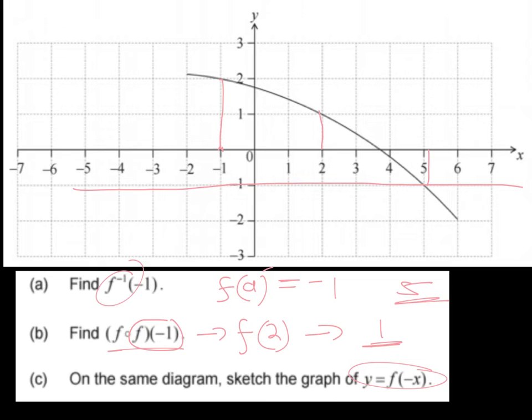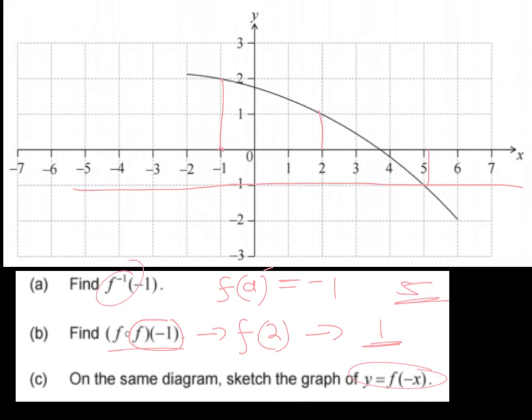Part C then, on the same diagram, sketch a graph of y equals f of brackets -x. So we should recognize that in this form, this means that we are transforming the function by reflecting it in the y-axis.